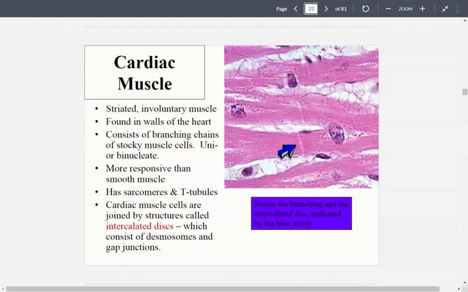Now, based on the name, it should hopefully be self-explanatory that this is going to be found only in the heart. These muscle cells are going to be uni or binucleated, so they're going to have one or two, but not more than that. They are far more responsive than the smooth muscle. Think about how quickly your heart rate can change depending on what you're doing.